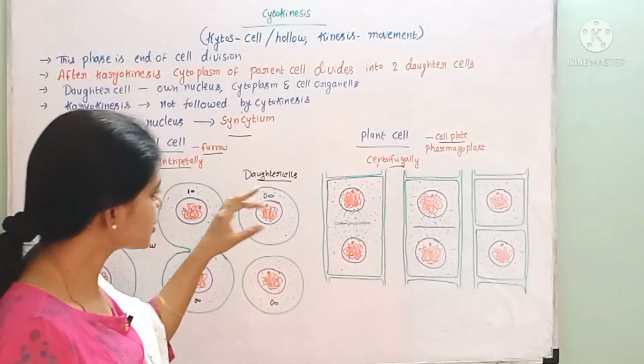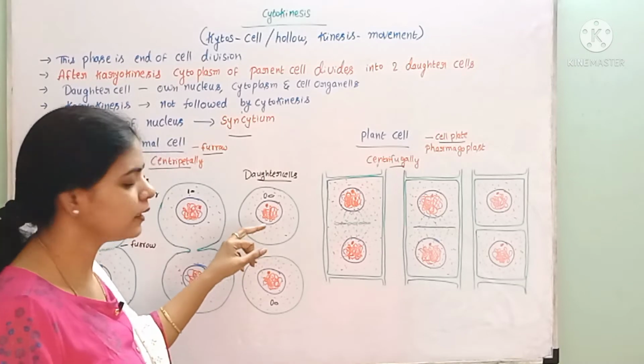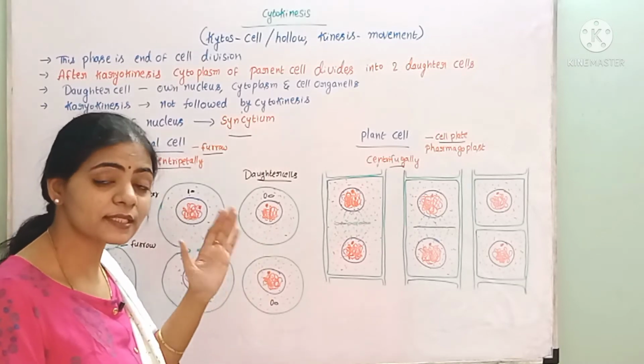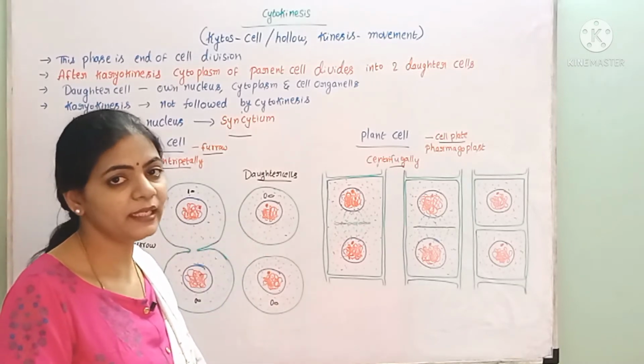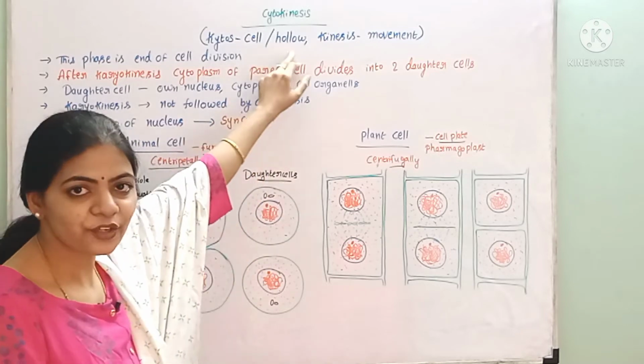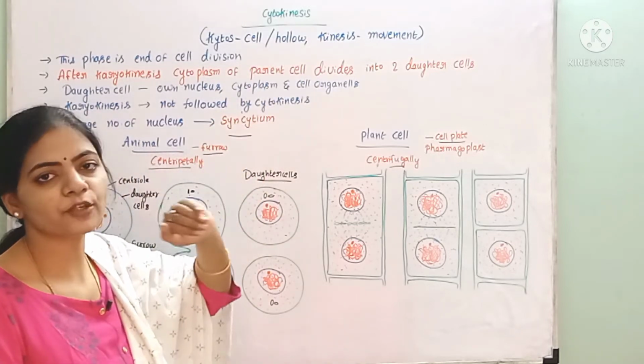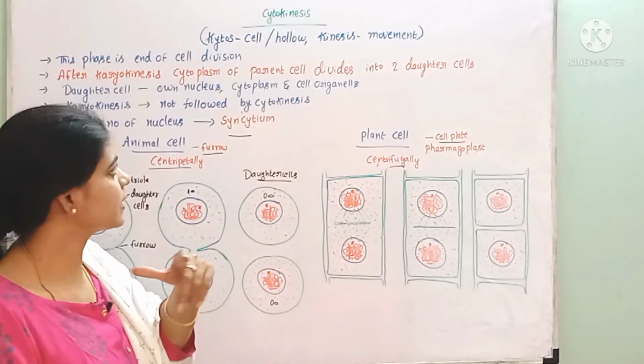Here, for the formation of the two daughter cells, not only the division of the nucleus, but also the cytoplasm of the cell needs to be divided. So in this cytokinesis, we'll see how the cytoplasm of the cell will divide.